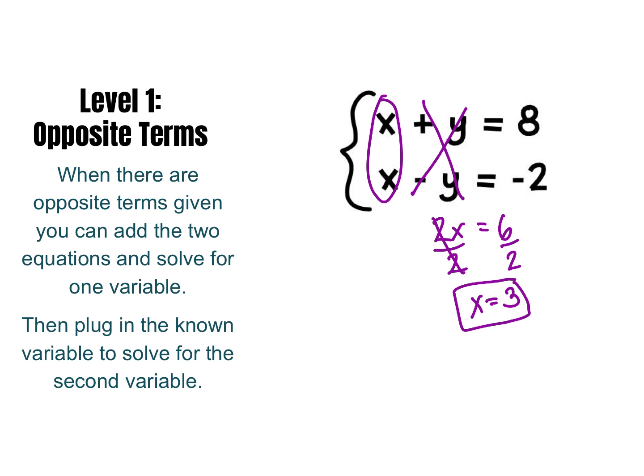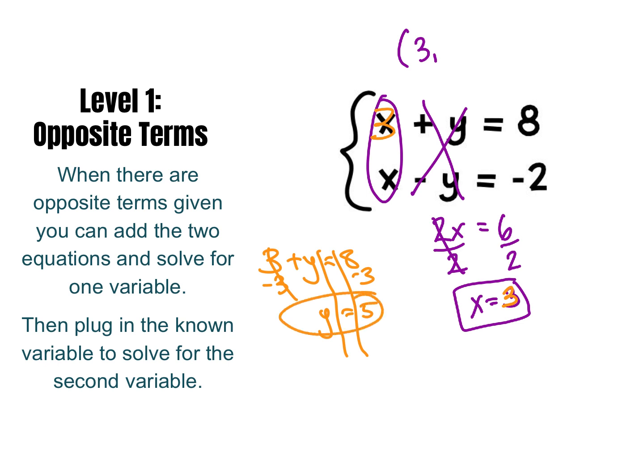Again, are we done? Nope, we know one of our 2 terms. So the first term is 3 again. So now I'm going to take this 3 and plug it into one of these equations. We'll plug it in here. So we've got 3 plus y equals 8. Solve for y by subtracting 3 from both sides, and y equals 5. So we've got the ordered pair 3, 5 as our solution.